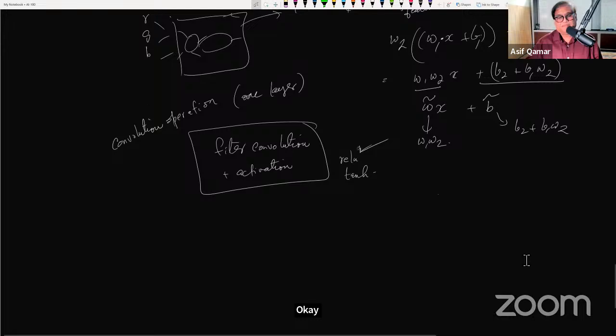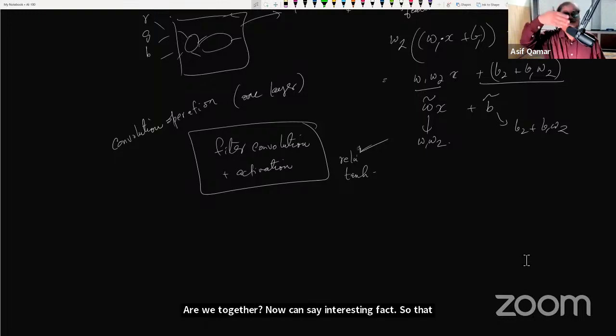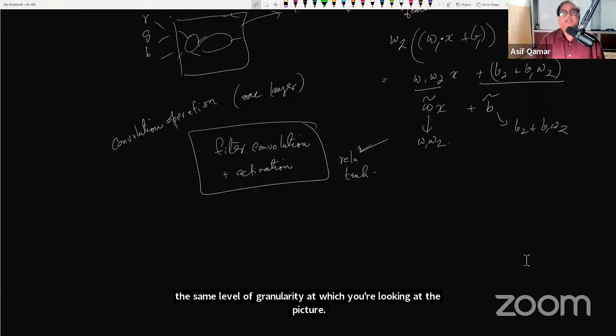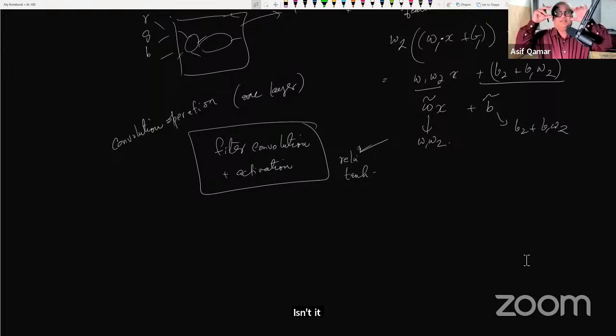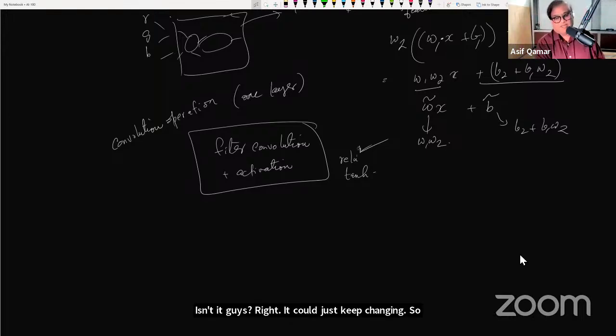Are we together? Now comes an interesting fact. So that is good, but how do you zoom out? Remember, we want to have hierarchical information. We are not able to do that because we ended up producing a feature map at about the same size, assuming you're using padding. You may activate all you want, but you'll end up staying at the same level of granularity at which you're looking at the picture. Isn't it, guys? Right? It will just keep changing. So how do you zoom out? Pooling. Yeah, so that brings up pooling.